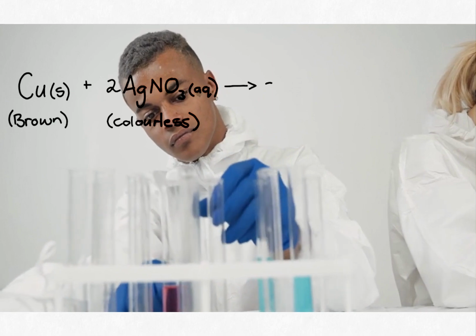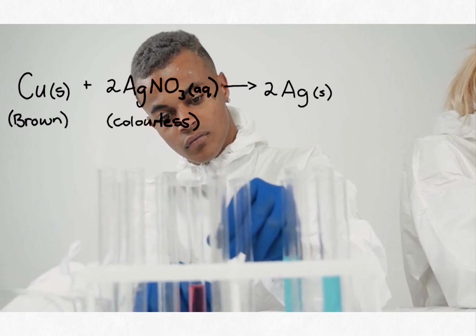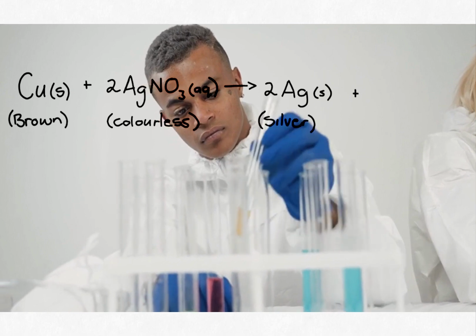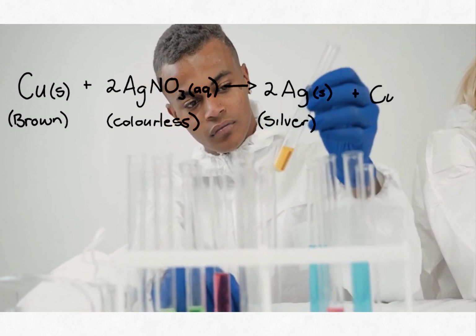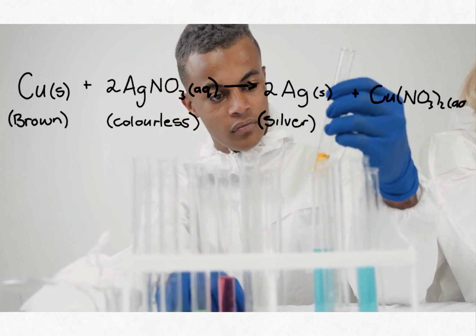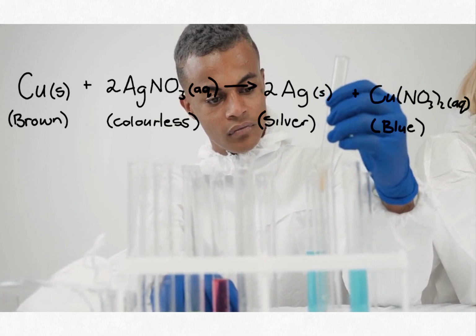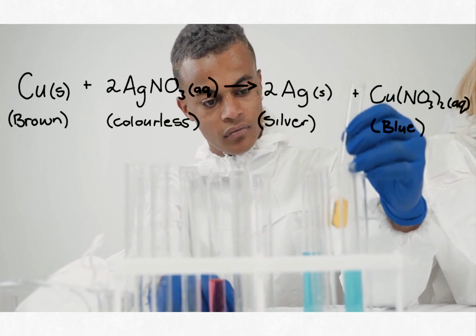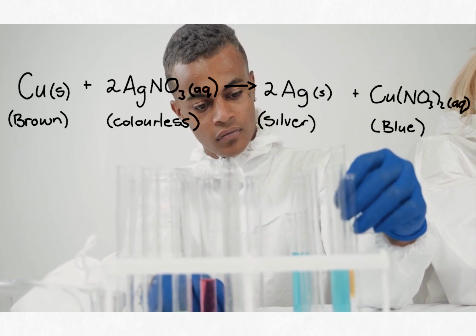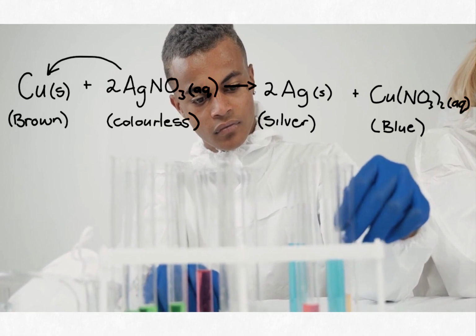Firstly, the solid inside the beaker will change from orange brown to silver, meaning that the copper will be replaced by silver. Then the solution will change from colorless to blue, and this is because the copper now binds with nitrate to form a copper nitrate solution. So do you see how my molecules changed and my atoms rearranged? First, I had copper metal with silver nitrate, and as my products, I had silver metal with copper nitrate.